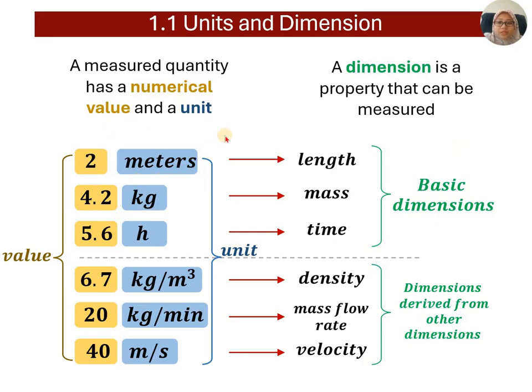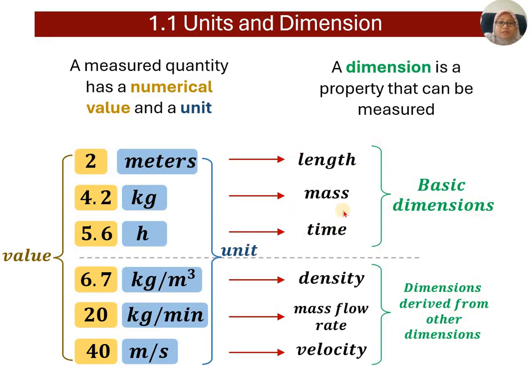So each quantity here has its own dimension. If we put meters next to a number, we already know that it is a dimension of length. If it's in kilograms, then we know that it is a dimension of mass. Dimension is also categorized into two, which are basic dimensions and derived dimensions.